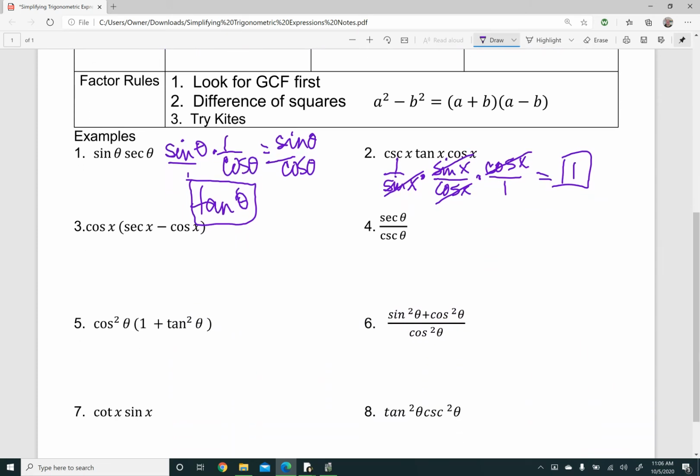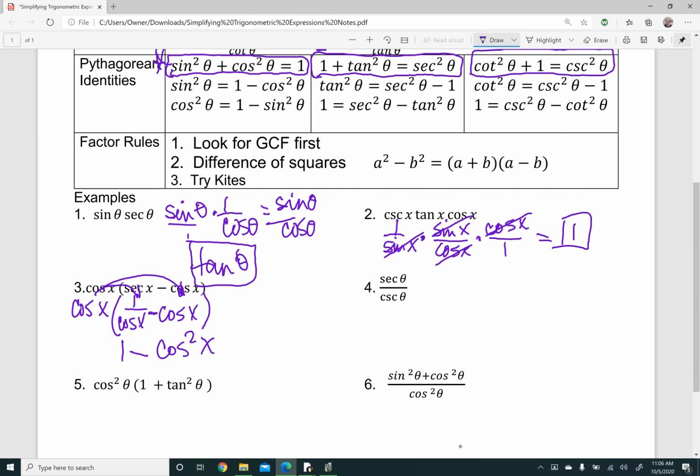Okay. This is secant, so I would say cosine of x. Secant is 1 over cosine of x minus cosine of x. Now if I distribute this, I get cosine times 1 over cosine is 1, and cosine times cosine is cosine squared. And I write it this way. So 1 minus cosine squared, according to my Pythagorean identities, that's right here, is sine squared.